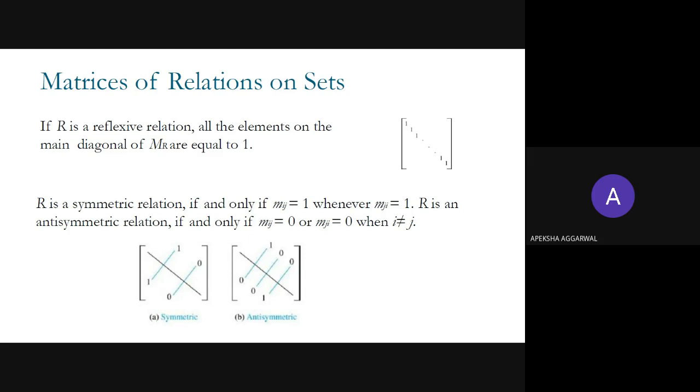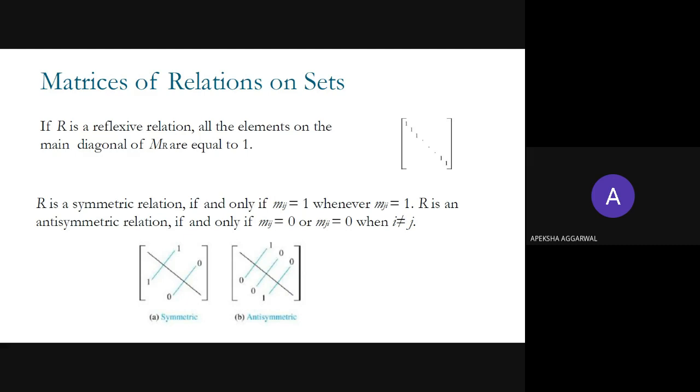And R is an anti-symmetric relation if Mij is 0 or Mji is 0 whenever i is not equal to j. So this is symmetric, where you can see the left hand side matrix A, whatever is on the opposite of the diagonal is the same. That means if 1, 2 is present, 2, 1 must be present. If 3, 2 is not present, 2, 3 must also not be present. So that is a symmetric relation.